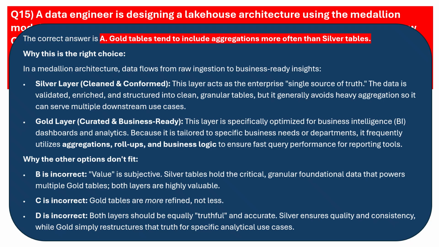B is incorrect. Value is subjective. Silver tables hold the critical, granular foundational data that powers multiple gold tables. Both layers are highly valuable. C is incorrect. Gold tables are more refined, not less. D is incorrect. Both layers should be equally truthful and accurate. Silver ensures quality and consistency, while gold simply restructures that truth for specific analytical use cases.